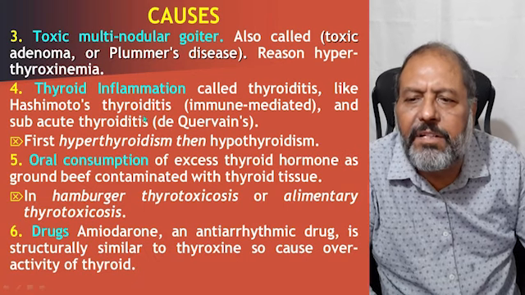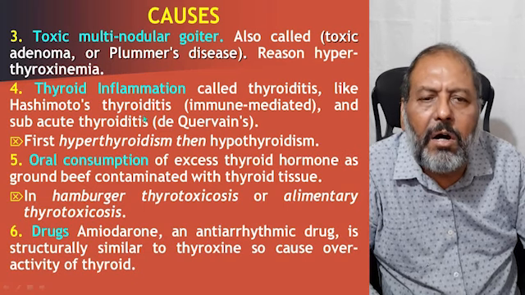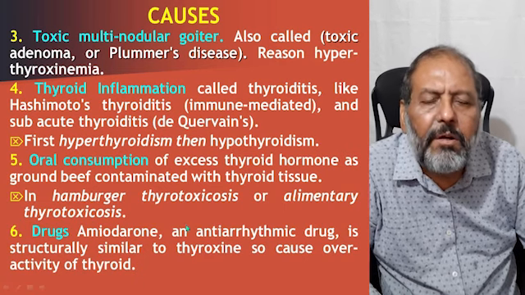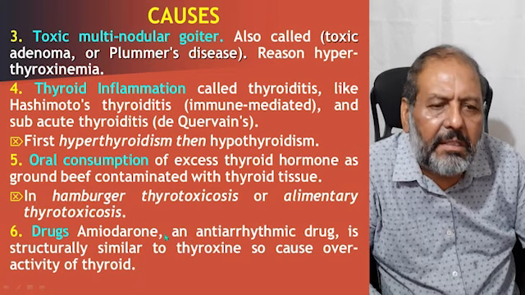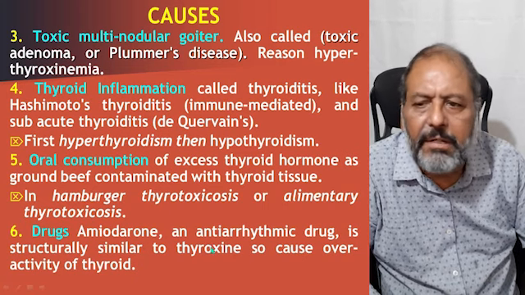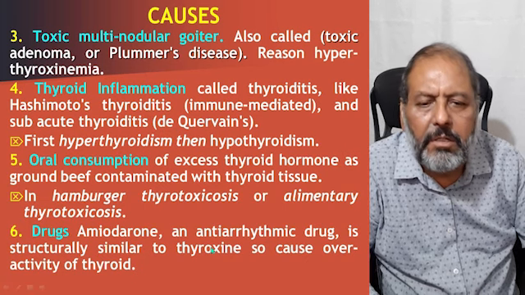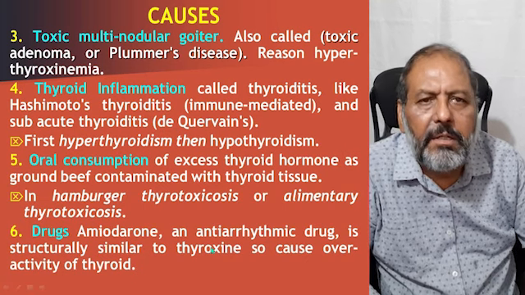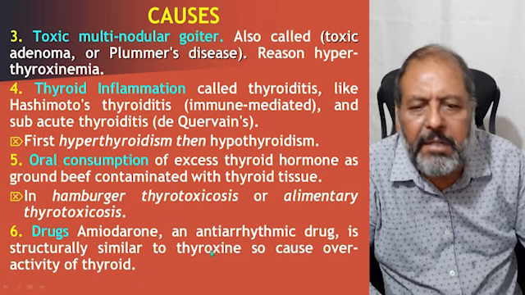Now, the third cause is toxic multinodular goiter, also called toxic adenoma or Plummer disease. The reason is hyperthyroxinemia, that is more thyroxine in the blood. The fourth is thyroid inflammation called thyroiditis, like Hashimoto's thyroiditis. It is an immune-mediated disease, and subacute thyroiditis is seen in de Quervain's disease. First there is hyperthyroidism, then sometimes it causes permanent hypothyroidism, needing hormone replacement therapy.